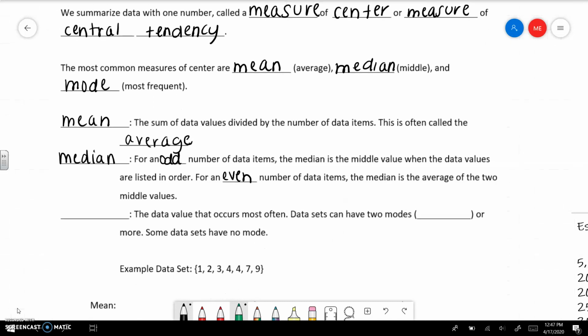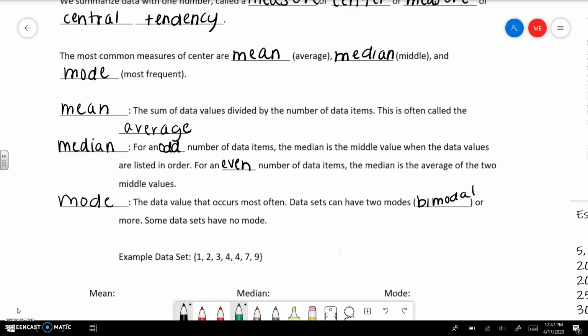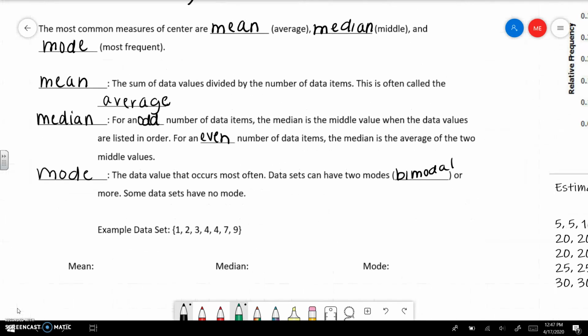And then finally, the mode is the data value that occurs the most often. Data sets can have two modes, and this is referred to as bimodal. Or sometimes there's more. So there can be 3 modes, 4 modes, but usually there's 1 or 2. So let's go ahead and look at an example here.